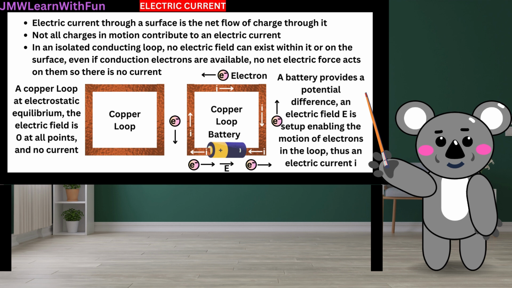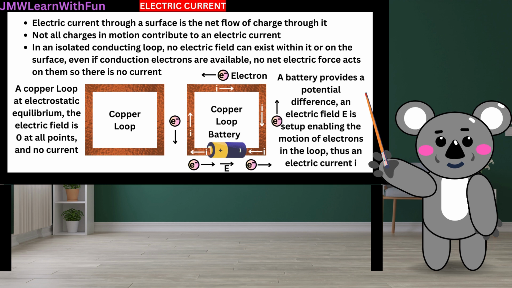Electric current through a surface is the net flow of charge through it. Not all charges in motion contribute to an electric current. In an isolated conducting loop, no electric field can exist within it or on the surface. Even if conduction electrons are available, no net electric force acts on them, so there is no current.